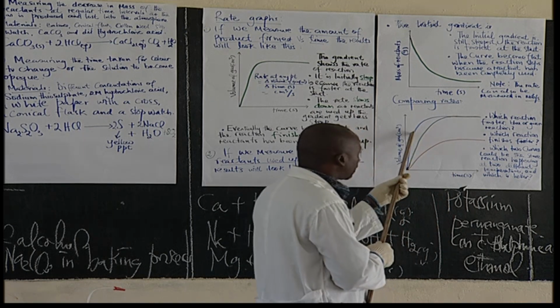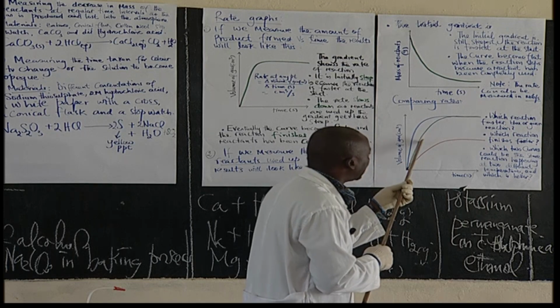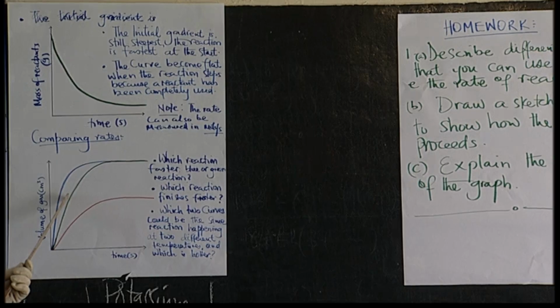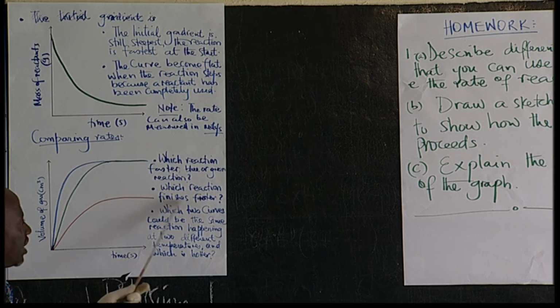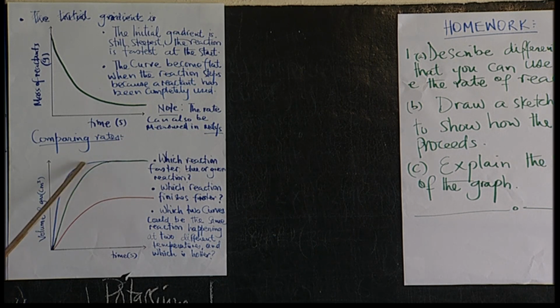So that means this blue one and the green one are the same reaction, only that they could be taking place at different conditions, either of temperature or any other condition, as we'll talk about later on. So which reaction finishes faster? This is somehow obvious. When you look at this reaction, it is finishing faster than this one. And of course, this one is the one that finishes last.